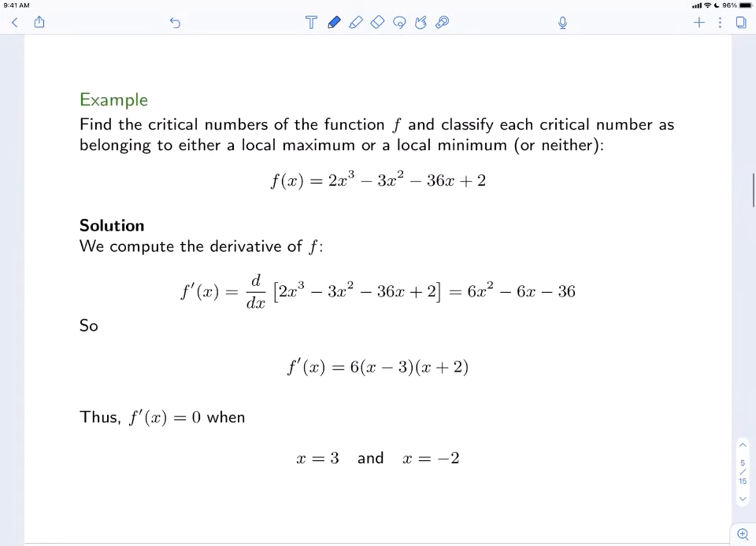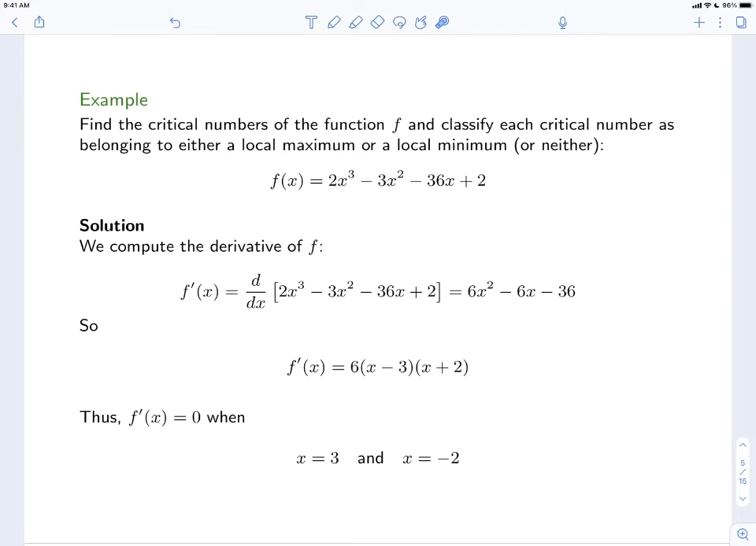Let's do an example. Find the critical numbers of the function f, which is given here, and classify each critical number as belonging to either a local maximum or a local minimum, or neither. So the function is f at x equals 2x cubed minus 3x squared minus 36x plus 2. Okay, we want to determine first what the critical numbers are, and then classify them as belonging to either local maximum or local minimum values.